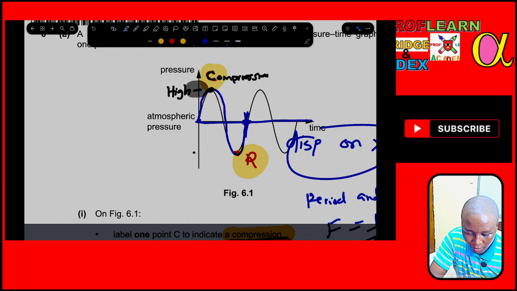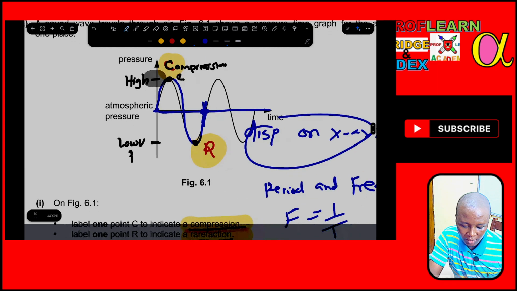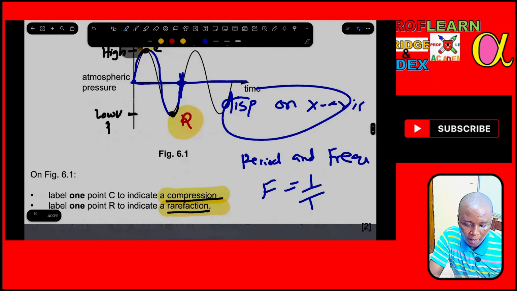Lowest pressure is this one. This is a region of low pressure, and that becomes a rarefaction. So you need to understand this.